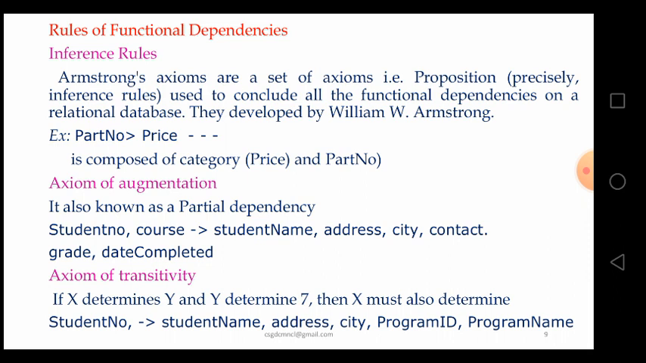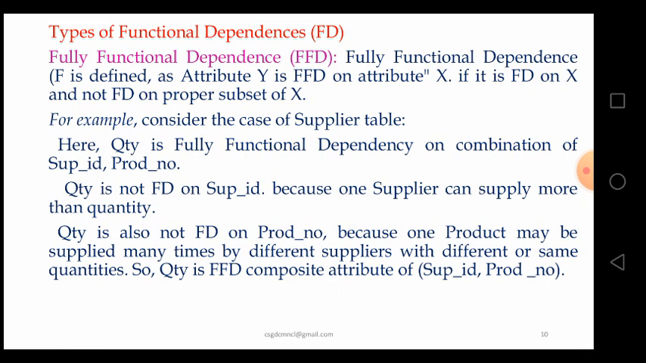Next, we discuss types of functional dependencies. In that, fully functional dependency, FFD. Another one is partial functional dependency. And the last one is multi-valued dependency, that is MVD. These are the types available in functional dependencies.